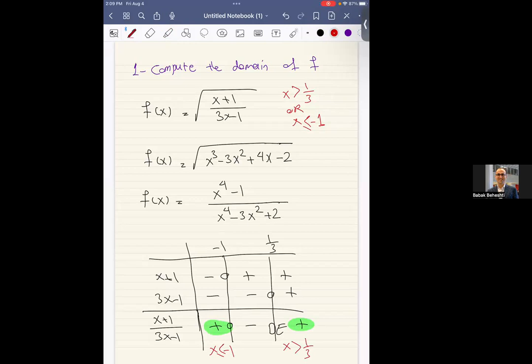The only tricky thing is that you cannot include 1 over 3. So I just exclude it. I said x greater than 1 over 3, because 1 over 3 is not in the domain. Is this first question clear?